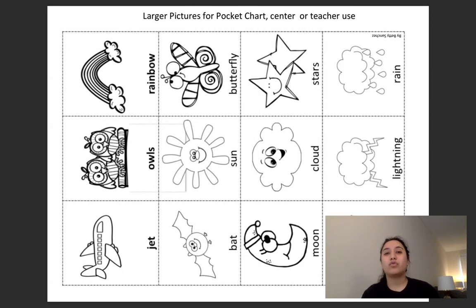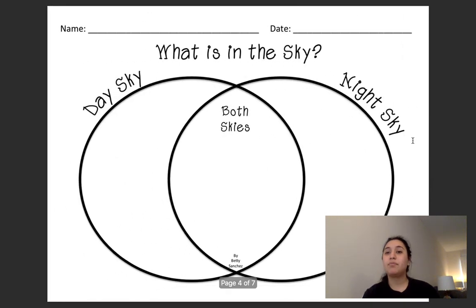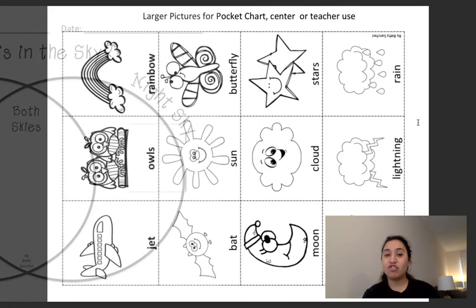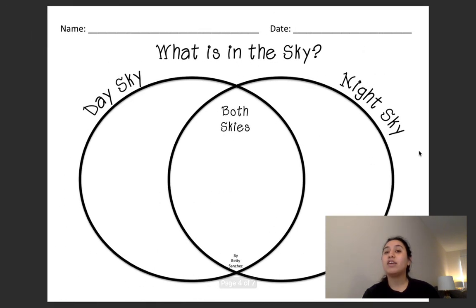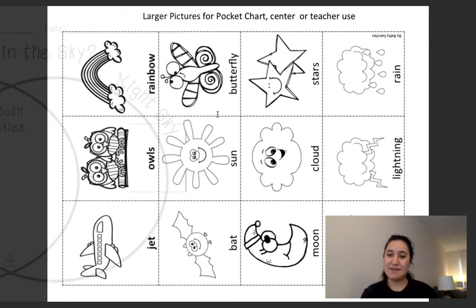What about owls? Owls are nocturnal, so they only come out at night. They stay up all night. So what I would do with nighttime, I would take my picture of the owls, and I would draw a picture of owls in the night side. So I would do it on the right side with the night sky. I would not do it in the middle or on the left side because the day sky does not have owls flying in it. Okay?